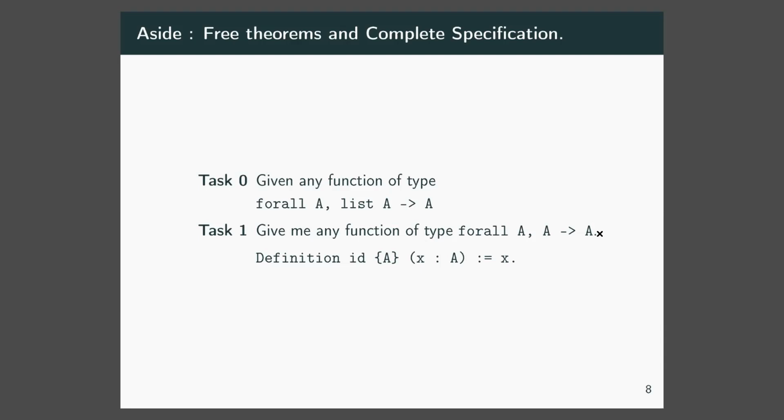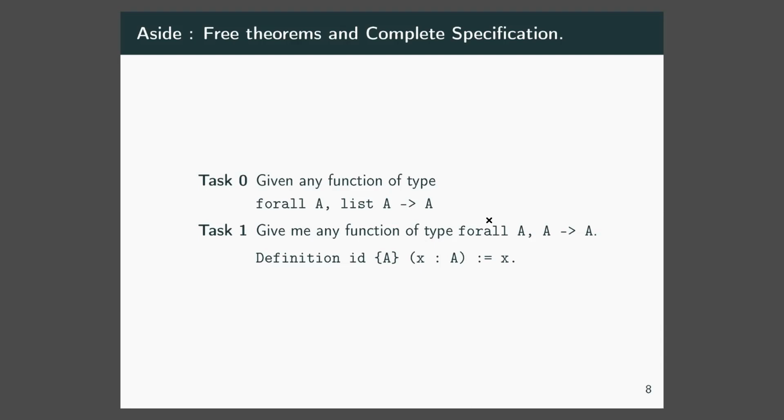For example, you can show that if you take the signature of map, then all it can do is essentially map the function and then take a sublist or some such. So you cannot really do anything more than that. The point is that from the type of the function you know some properties of that function for free. That is why it is called a free theorem.